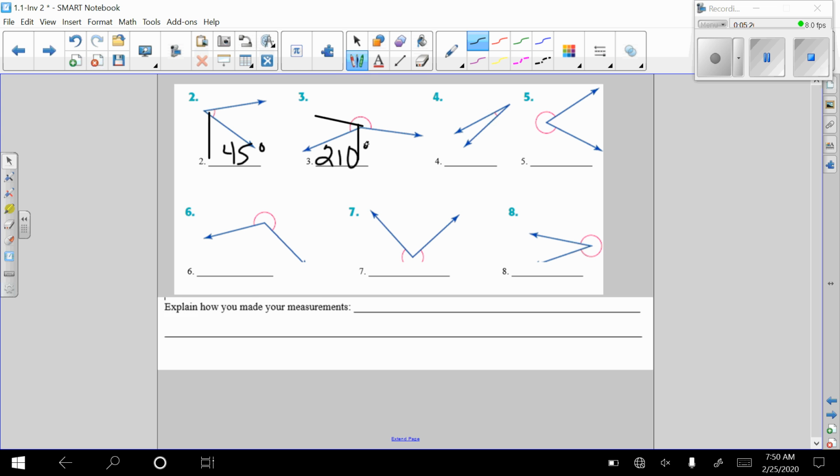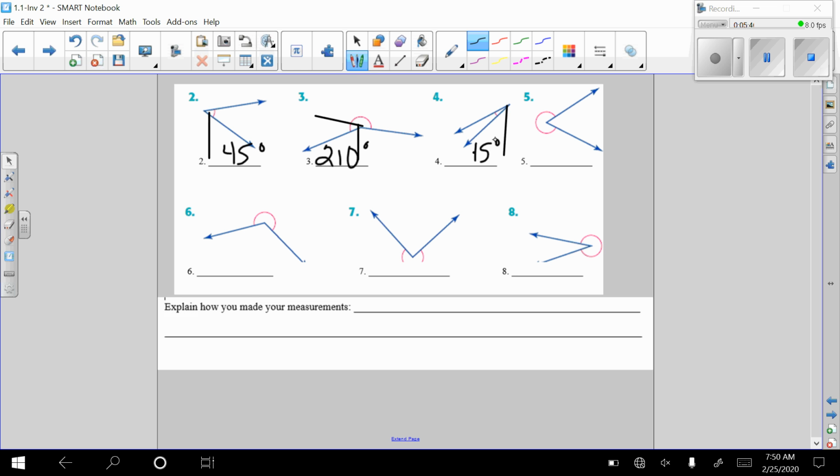Number 4, well, it's very small. We know it's acute and it's less than 90. We also know that it's a very small part of an angle. If I put in my line again, I can see how small of that part that is for that 90 degrees. So let's estimate that one to be about 15 degrees. Remember, these are estimates based on our benchmarks.